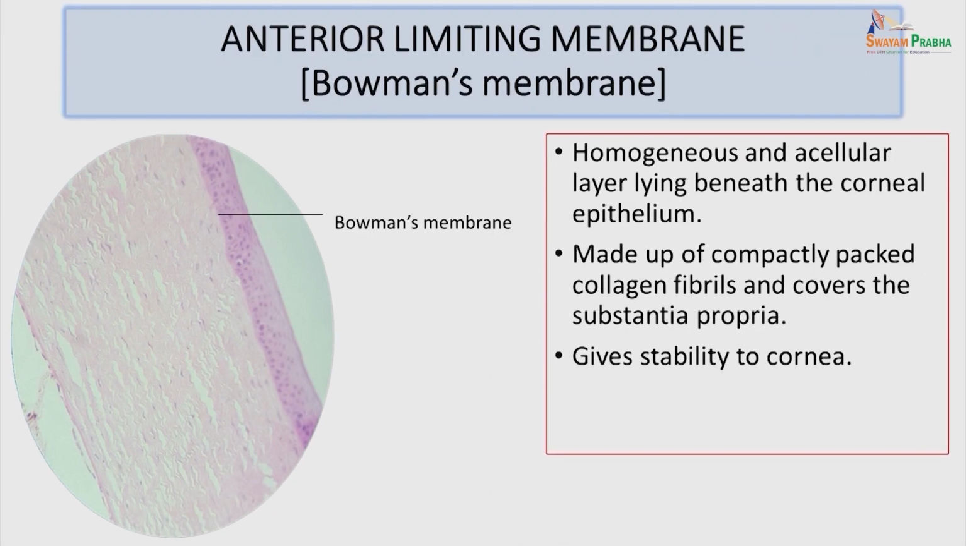Anterior limiting membrane or Bowman's membrane is a homogeneous and acellular layer lying beneath the corneal epithelium, made up of compactly packed collagen fibrils, and covers the substantia propria. This layer gives stability to the cornea. Here is the Bowman's membrane, which is next to the anterior epithelium of the cornea.